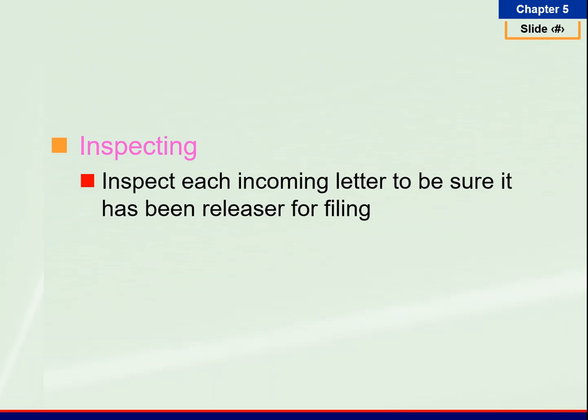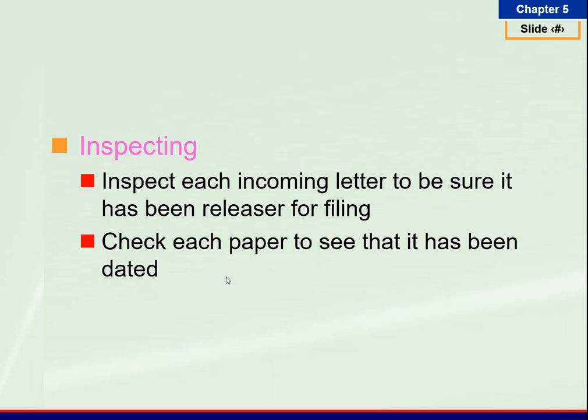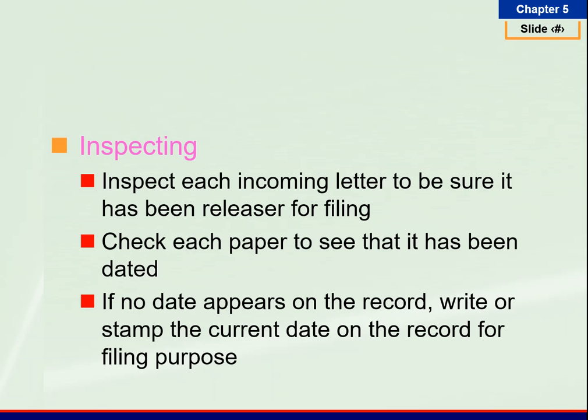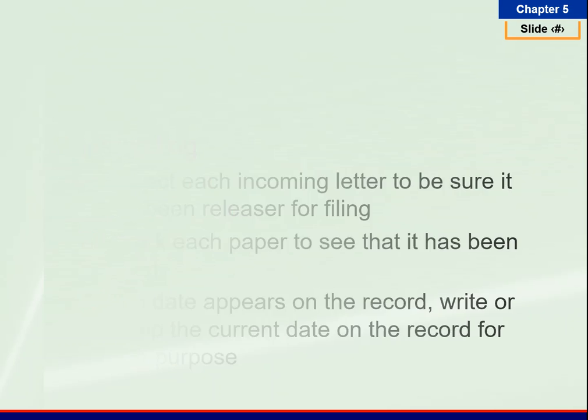In inspecting, we inspect each incoming letter to be sure it has been released for filing. You need to check each paper to see that it has been dated. When you receive any incoming correspondence or incoming letter, you need to check the date of receipt. If no date appears on the record, you need to write or stamp the current date on the record for filing purposes. That's number 1.